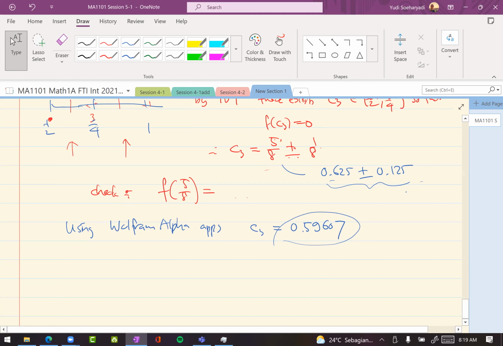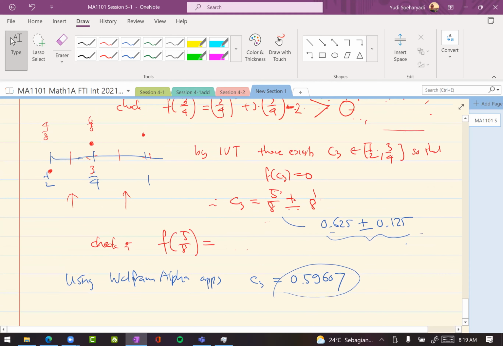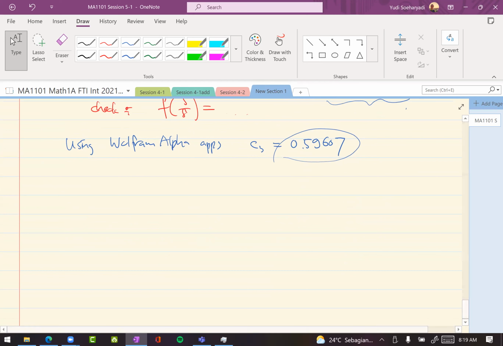Sir, I want to ask. Sure. Earlier you explained with the phrase roots. What do you mean by roots in this context? Roots is something that you plug in, gives you 0. Sorry, sir, can you explain again? Root of f means f of c equals 0. If you plug it in, then you get 0. Oh, okay, thank you, sir.